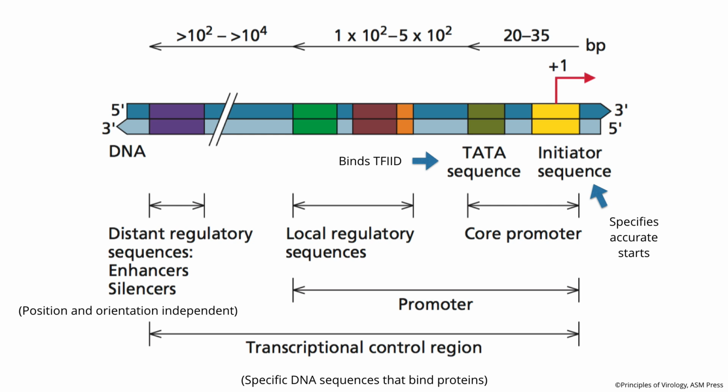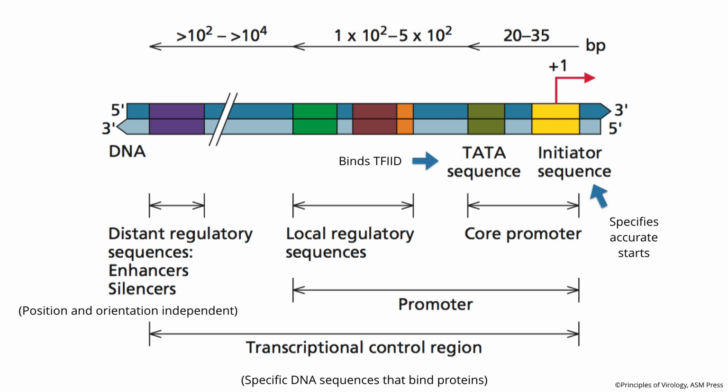But there are other sequences as well that regulate transcription, okay? And they're also shown here. For example, upstream, there are local regulatory sequences, and we're just showing them as colored boxes. They bind a variety of other transcription proteins like the TATA binding protein TFIID. And you can see they can be anywhere from 100 to 500 base pairs upstream of the TATA sequence. So this core promoter is 20 to 35 base pairs long, and then a few hundred base pairs upstream are the local regulatory sequences.